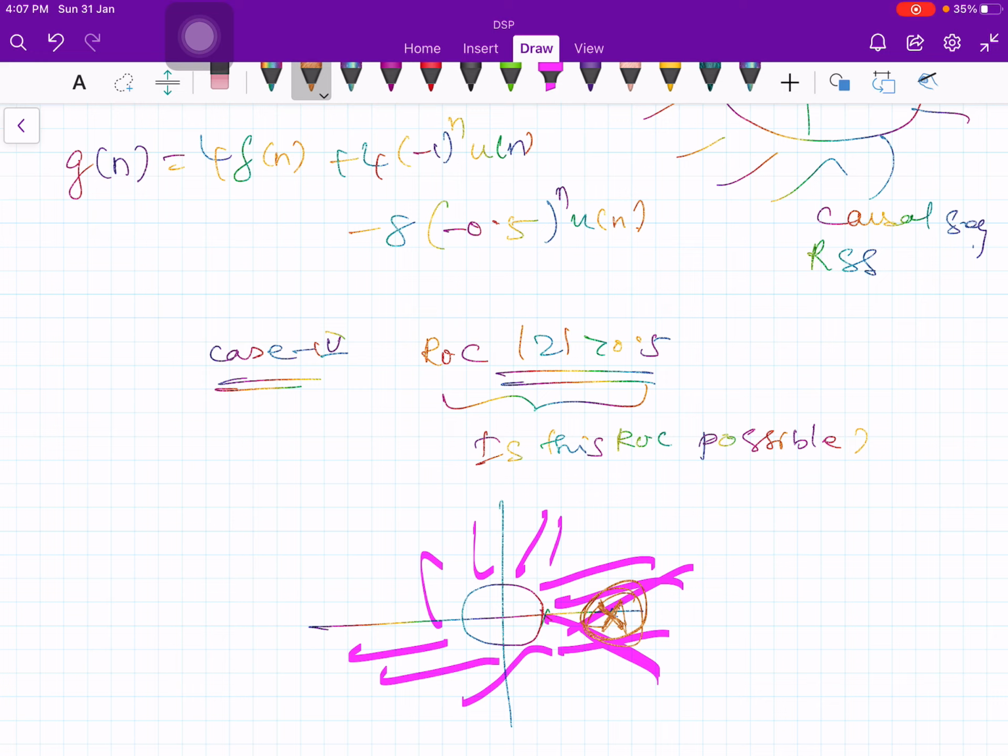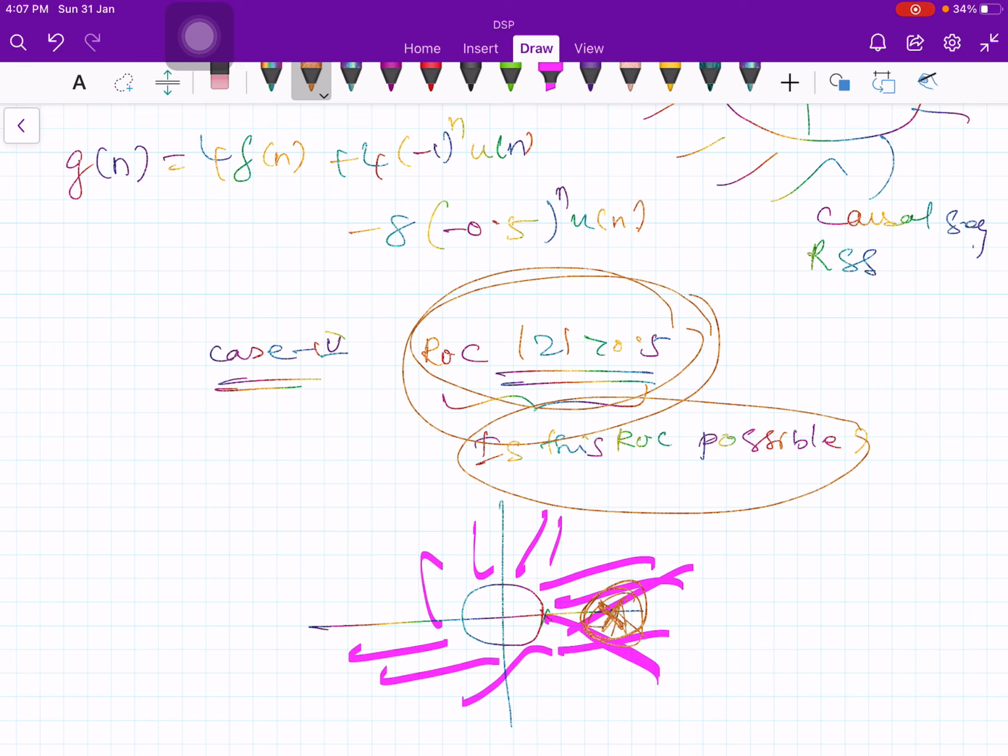If the ROC encounters a pole, then the function will not converge and there is no Z transform, right? The Z transform will not exist. So the important point is the ROC must not contain the pole. But in this condition, the ROC contains a pole. Therefore, this is not at all possible. So this cannot be the ROC. This possibility will not exist because the ROC must be bounded by poles. It must not contain a pole. Therefore, this condition is wrong.